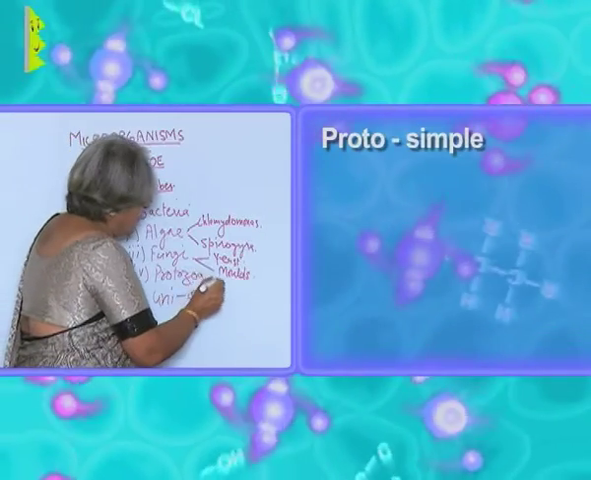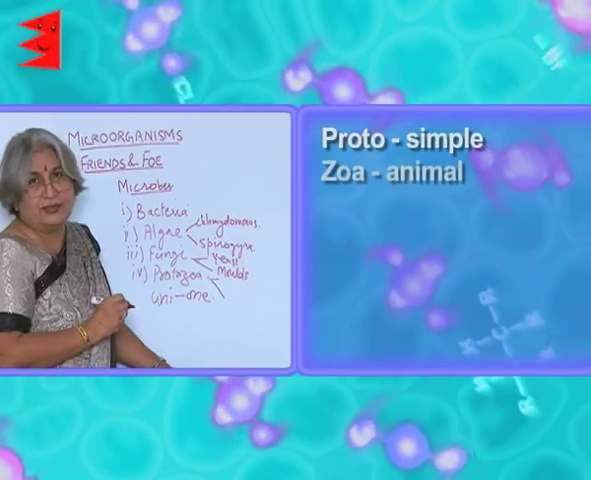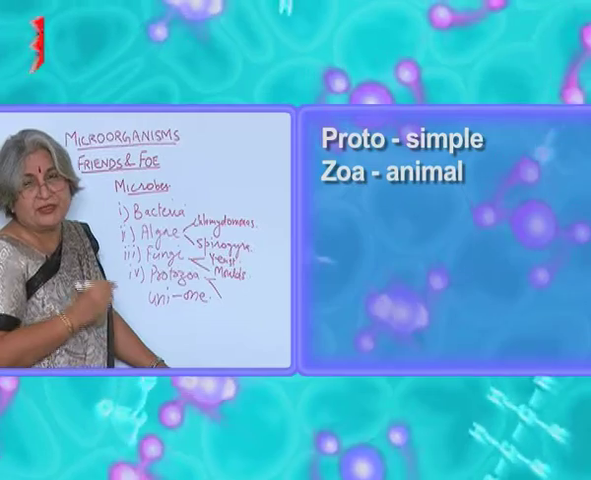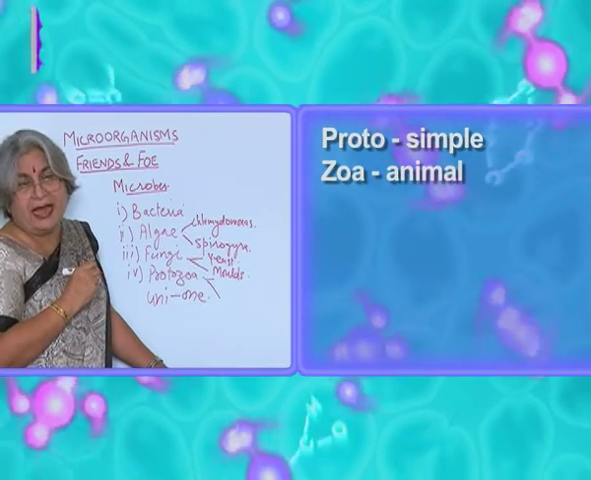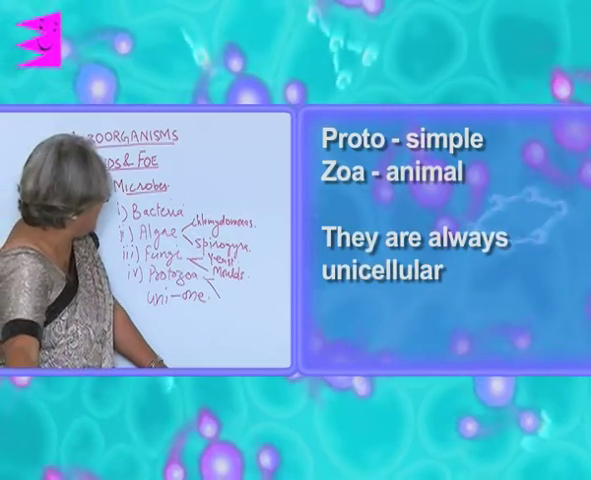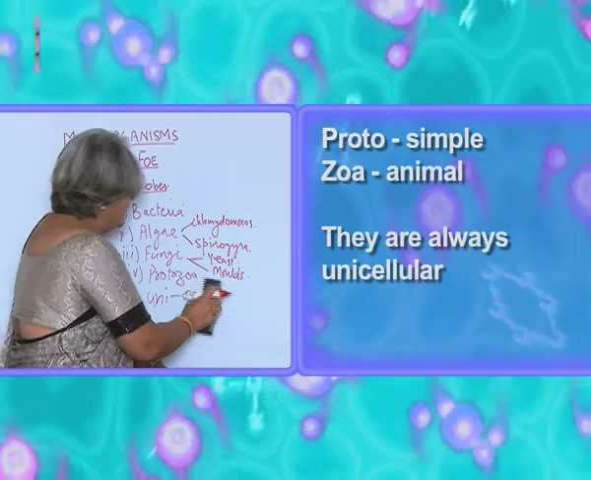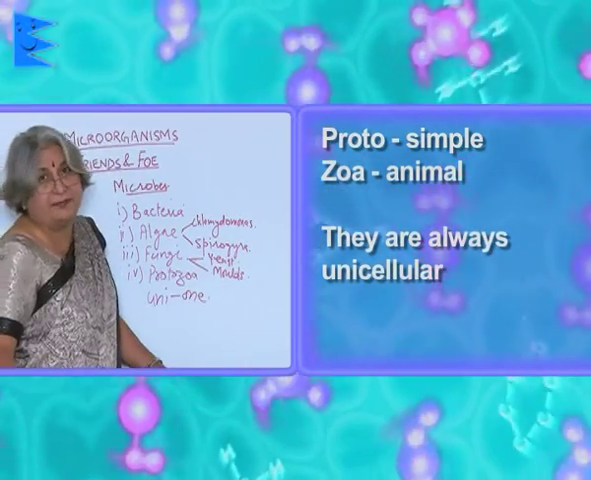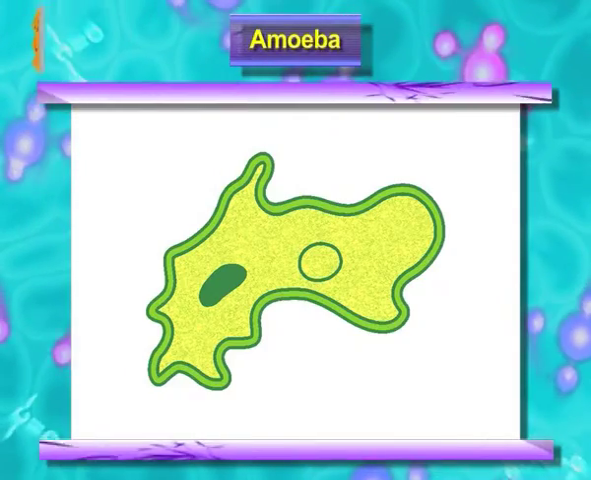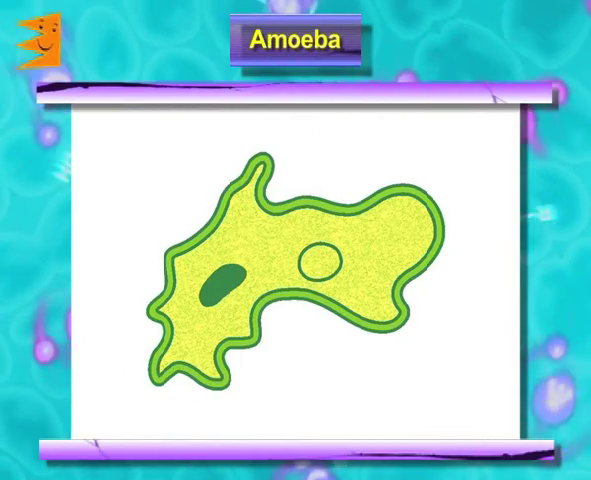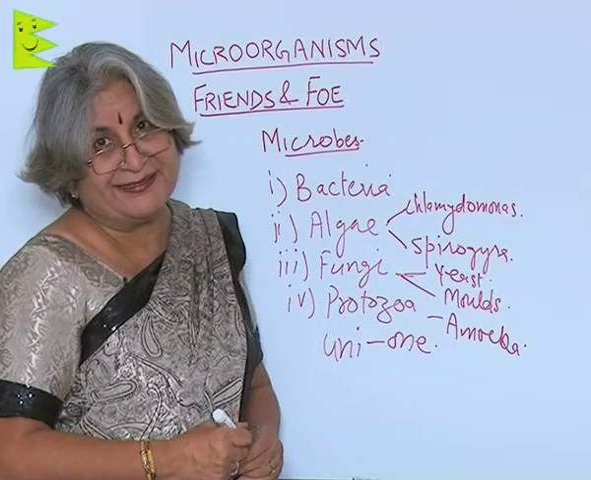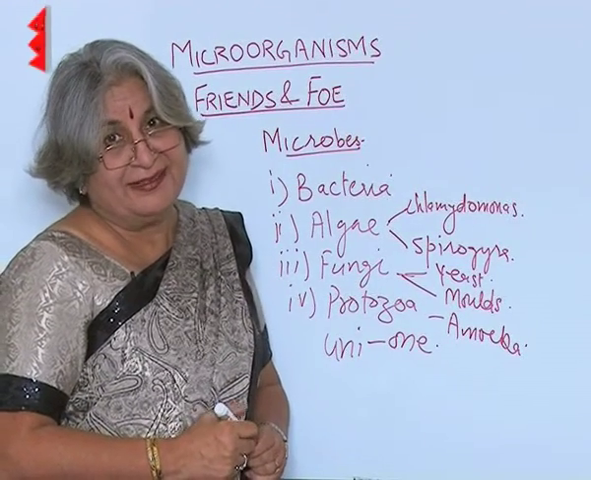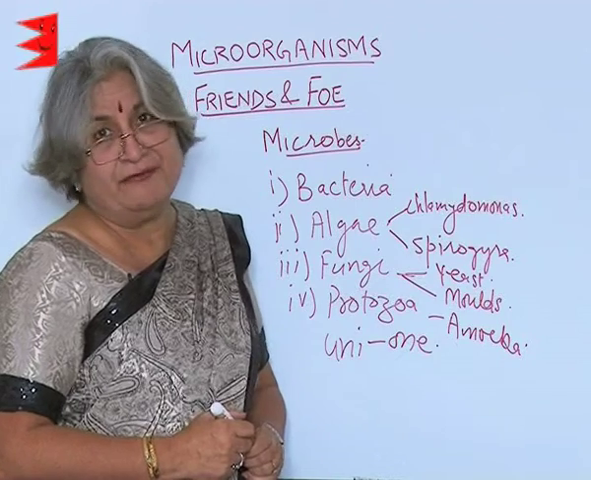Then protozoa. Proto means simple, zoa means animal. So protozoa are from the animal kingdom, and just like bacteria, they are always unicellular. The commonest examples are amoeba, paramecium, and the malarial parasite. So there are so many different types of microbes.